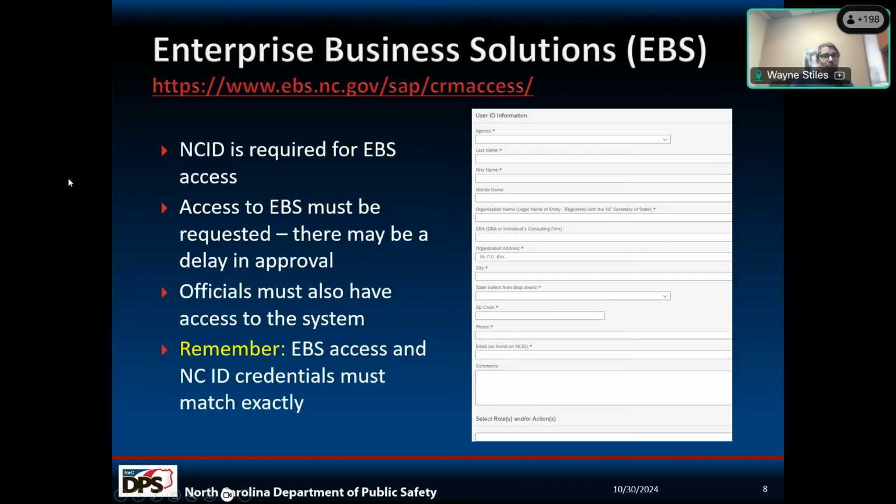And here's a little bit more information about EBS, or Enterprise Business Solutions. Like I said, NCID is required for EBS access. Access to EBS must be requested. There may be a delay in approval, so be patient and just let us know if that delay is taking a while. Officials must also have access to the system. And remember, EBS access and NCID credentials must match exactly.